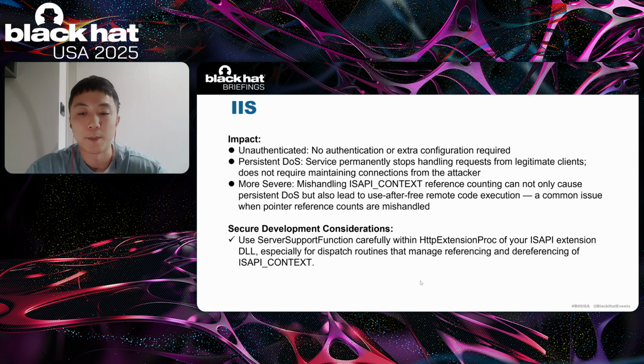These types of vulnerabilities also cause a permanent DoS. More seriously, use-after-free bugs caused by reference count issues are common. If IIS API extensions use the server support function carelessly, similar problems can lead to remote code execution. When developing IIS API extensions, we must pay close attention to the reference counting of structures when using IIS support interfaces.